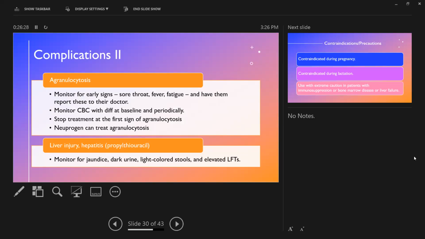Other complications include bone marrow disruption, agranulocytosis in particular. So look for sore throat, fever, fatigue. Report these to the doctor. Monitor the CBC with differential at baseline and then periodically. Stop treatment at the first sign of agranulocytosis. Administer Neupogen to treat agranulocytosis. Neupogen is granulocyte colony stimulating factor. That will bump up the granulocytes.